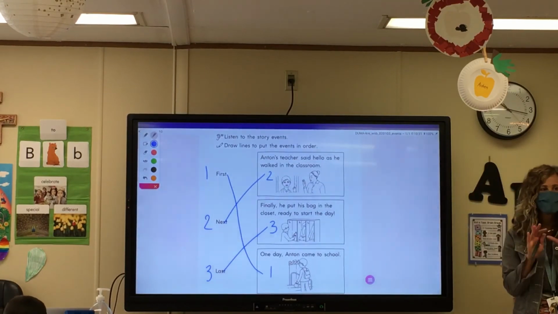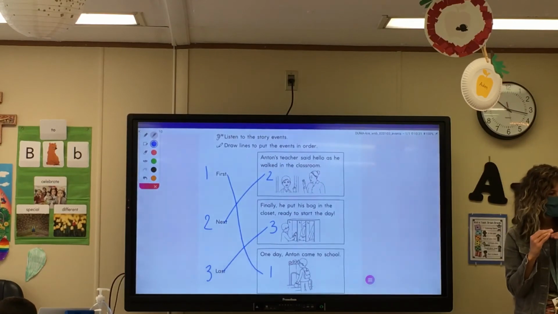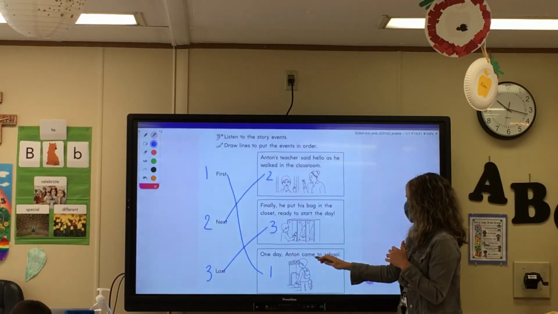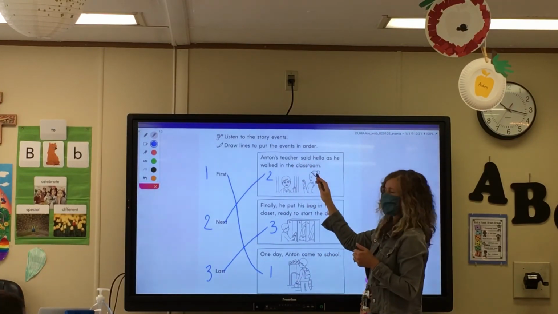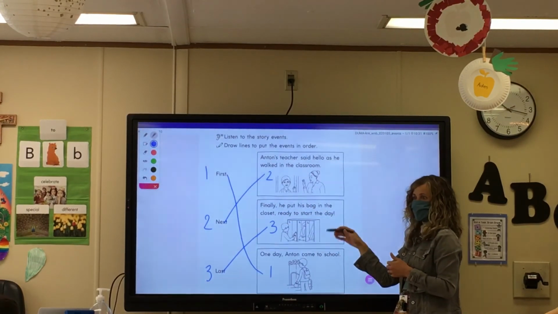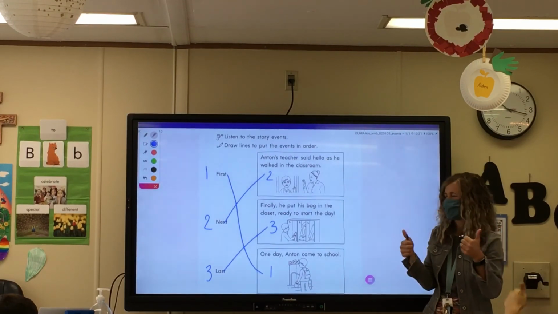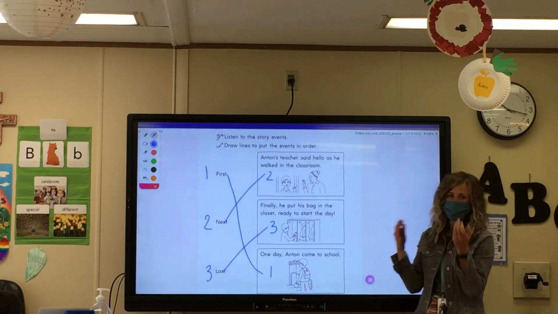Okay, so now I'm going to read the story from beginning to end. And now let's see if it makes more sense. You ready? Okay. One day, Anton came to school. Anton's teacher said hello as he walked in the classroom. Finally, he put his bag in the closet, ready to start the day. Yes. So much better. Thumbs up. That sounded like a story, didn't it? Or a good start to a story.